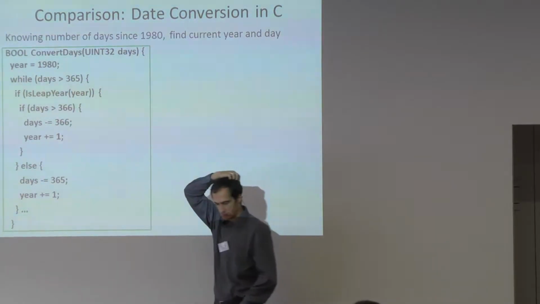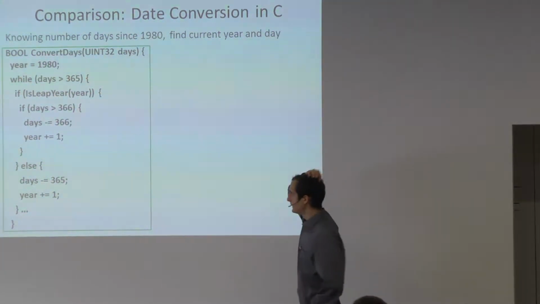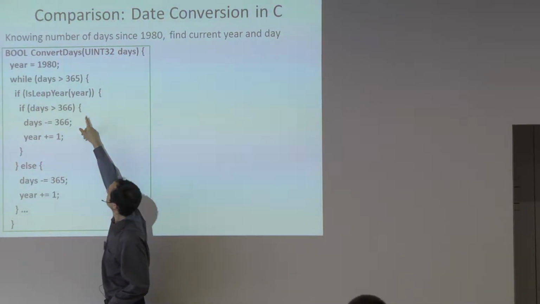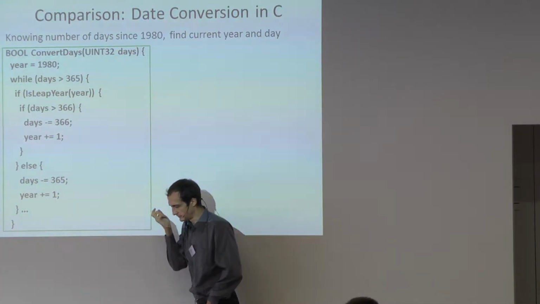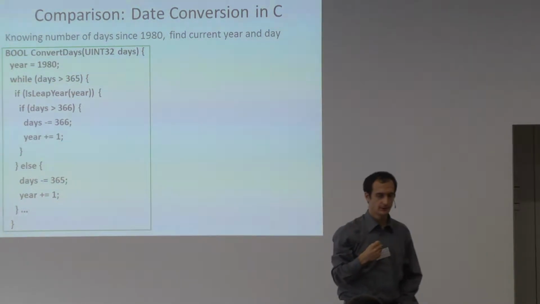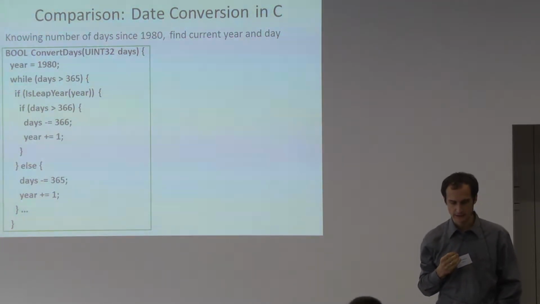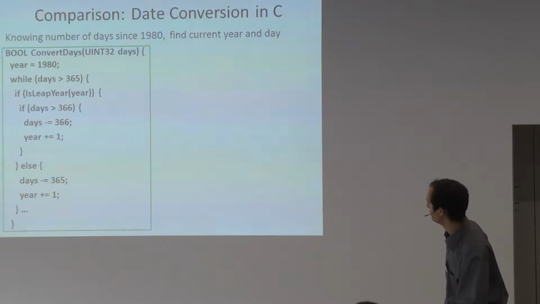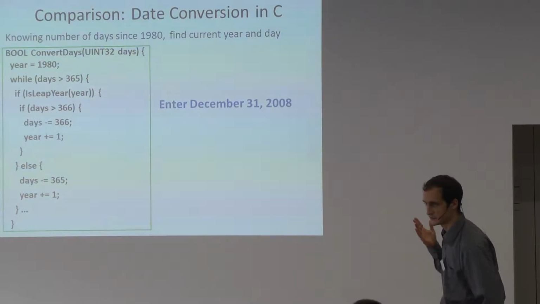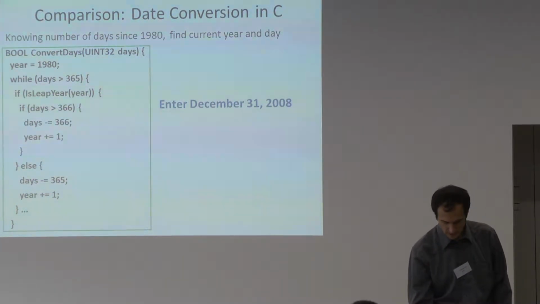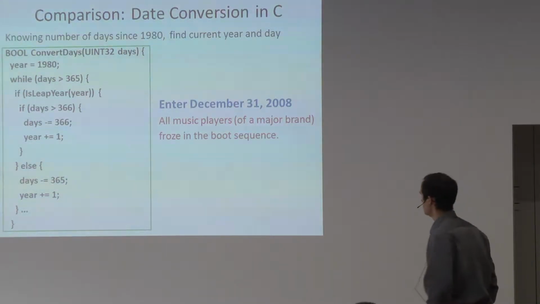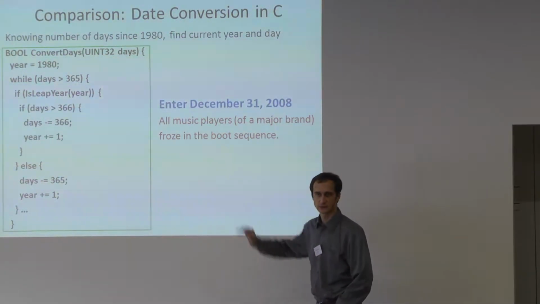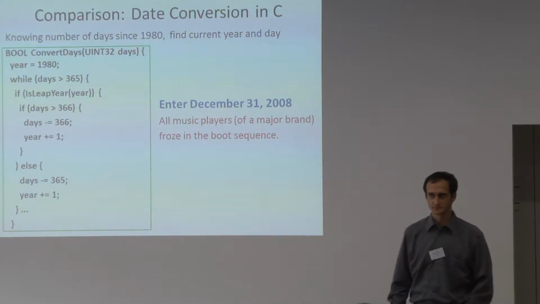So it's roughly dividing by 365 and taking the remainder, and you still need to take into account leap years. Suppose that we have some function whether a year is leap, and this function can be actually written down using some linear constraint. And so this was the code that was written. Unfortunately, on December 31st, 2008, which is when the problem was discovered, the music players that were running this froze in the boot sequence.